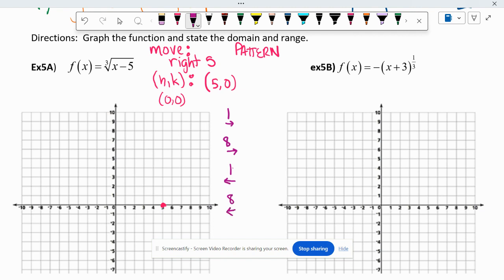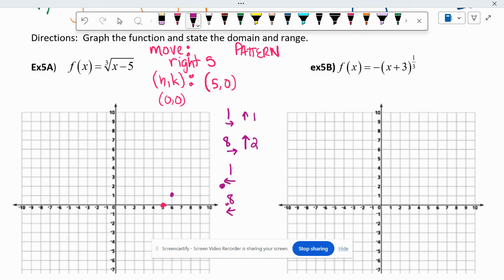So if I move 1 unit to the right of my starting point, how much do I go up? 1. 1 unit to the right, up 1. If I move 8 units to the right, what is the cube root of 8? Up 2. So if this is at 5, 5 plus 8 is like 13. So I'm going to just put it right here. I'm going to just kind of graph it off my graph. It's not going to be perfect, but I'm going to put it there anyway.